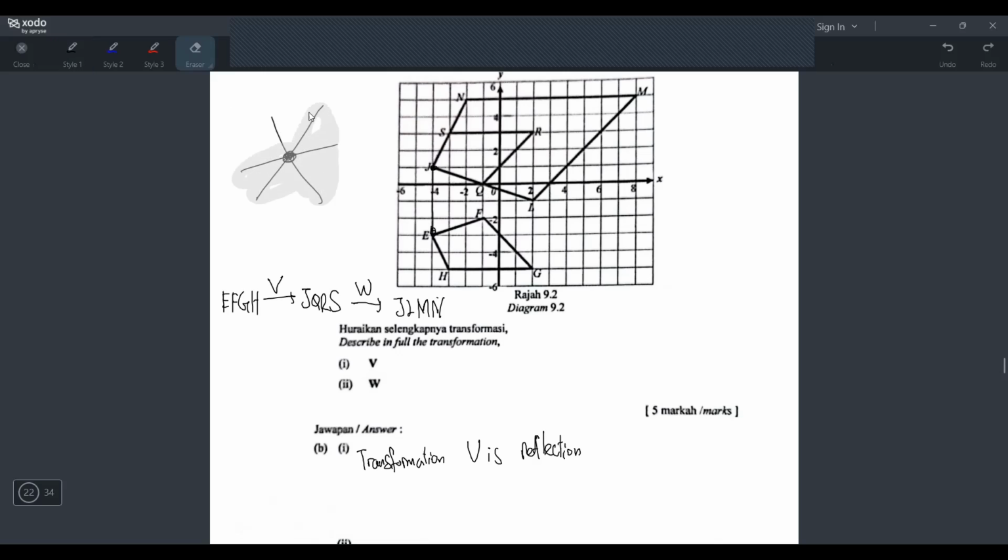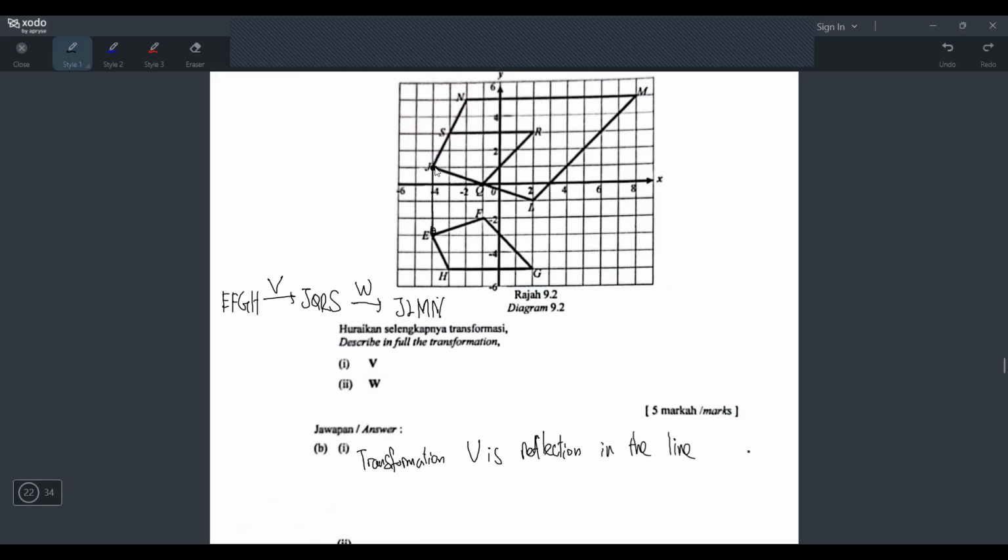Okay, but rotation 90 degree, then you have to use compass to find the center. But this one no need lah. This one is reflection. But if you write like this, you will not get full mark. You still have to write the reflection line. So you have to write transformation V is reflection in the line, or you can also say on the line, and then you have to write the reflection line.